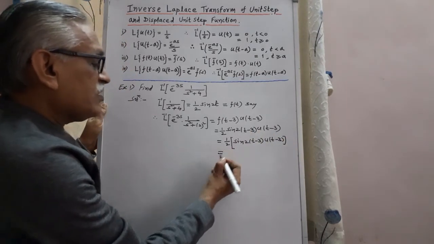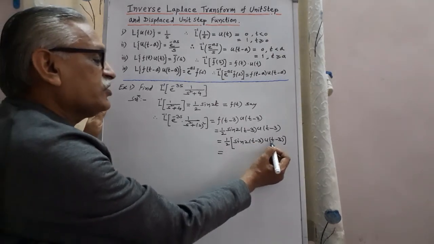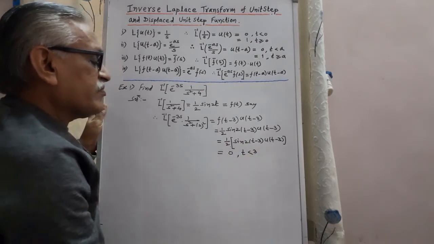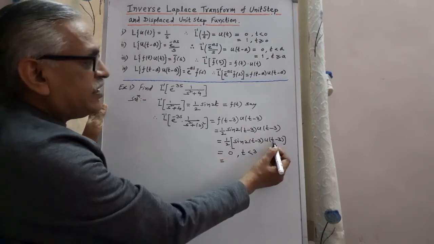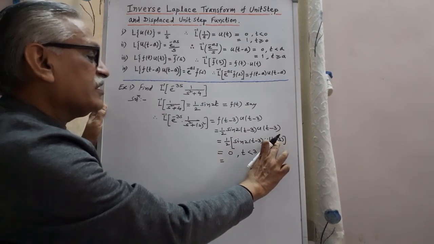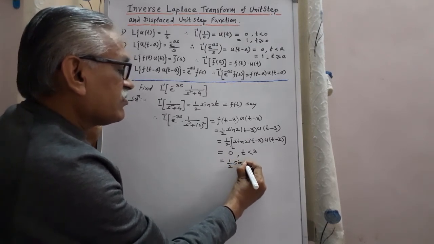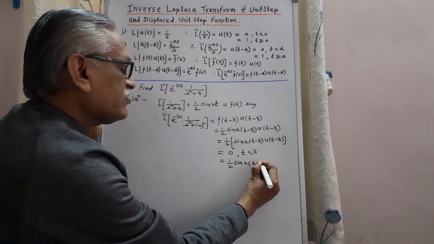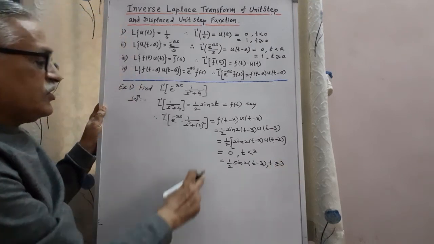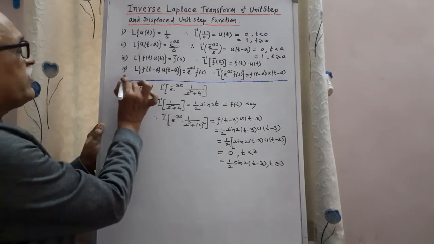And it is equal to, two values for u of t minus a, 0 and 1. When this one is 0, this term becomes 0 for t less than 3, and another value is 1 when t is greater than or equal to a, here greater than or equal to 3. Therefore, 1 into this, we get 1 by 2 sine of 2 times t minus 3 for t greater than or equal to 3. Therefore, this is the required inverse Laplace of that function by using this fourth result.